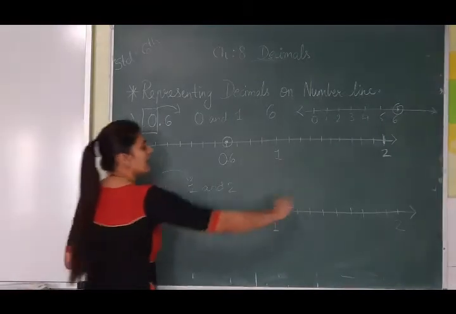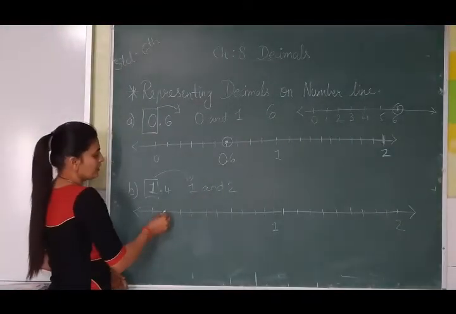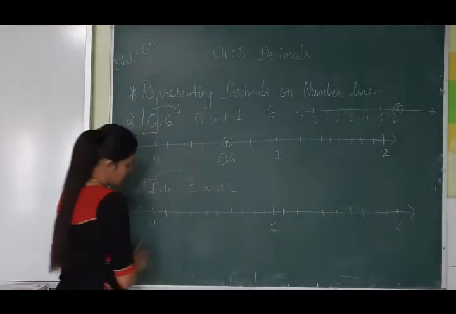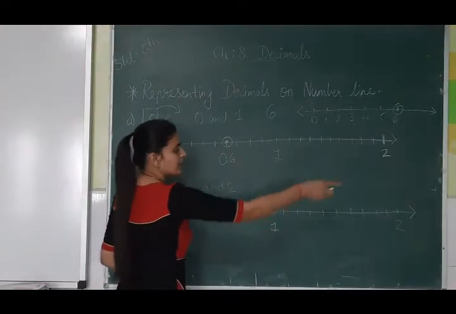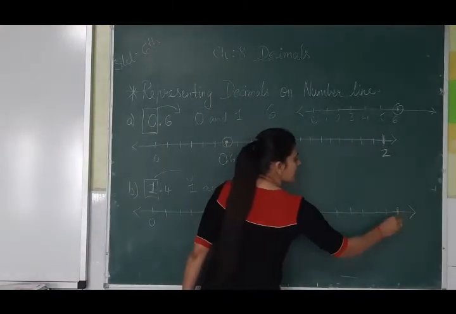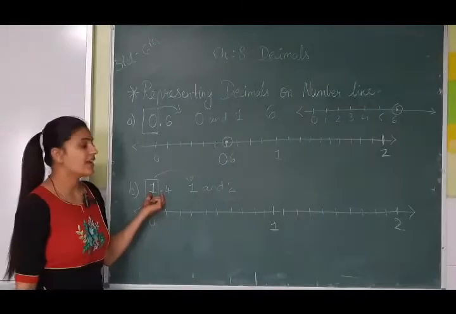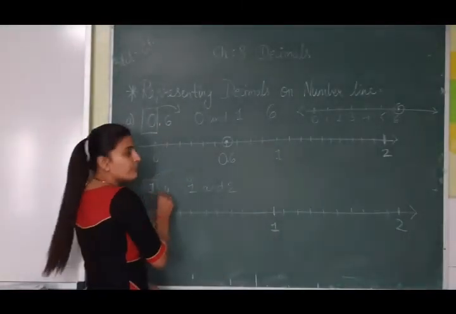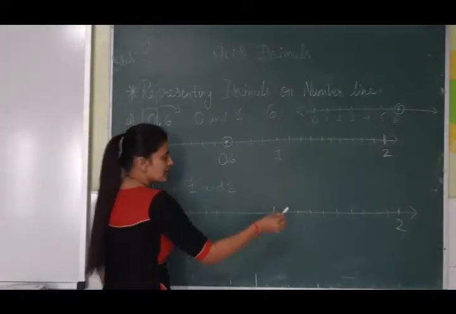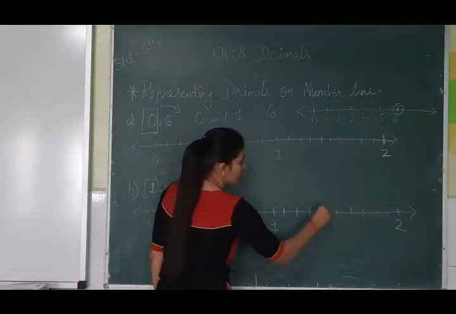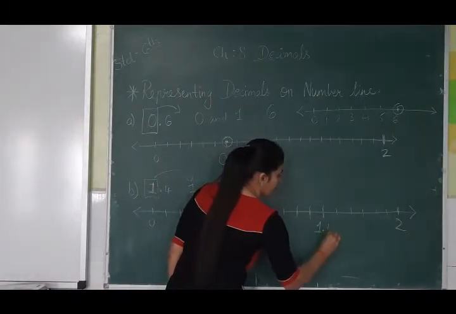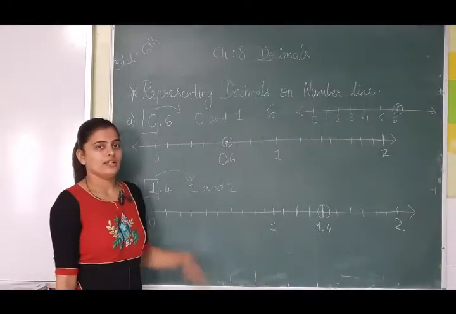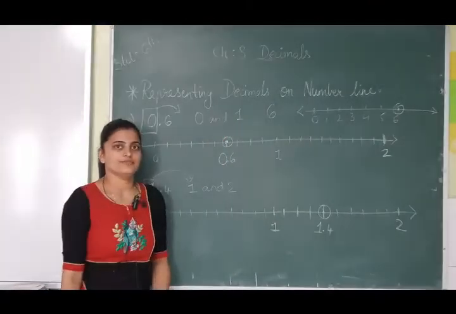Now again we will draw the same number line: 0, after that 1, 2, 3, 4, 5, 6, 7, 8, 9, 10. At the 10th we write down 1. 0 we have already marked, after that 1. After another 10 markings, here it will be 2. Now where is 1.4? Between 1 and 2. So we skip 4 lines: 1, 2, 3, 4. So here it will be 1.4. This way you have to mark decimals on the number line.